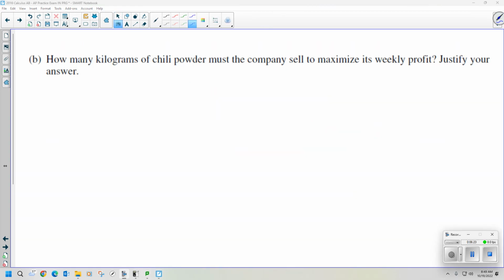1B, how many kilograms of chili powder must the company sell to maximize its weekly profit? Okay, so I'm going to look at my equation for profit, and then it says justify your answer, so we just need to show the work that led to our answer. All right, max, mins and maxes.